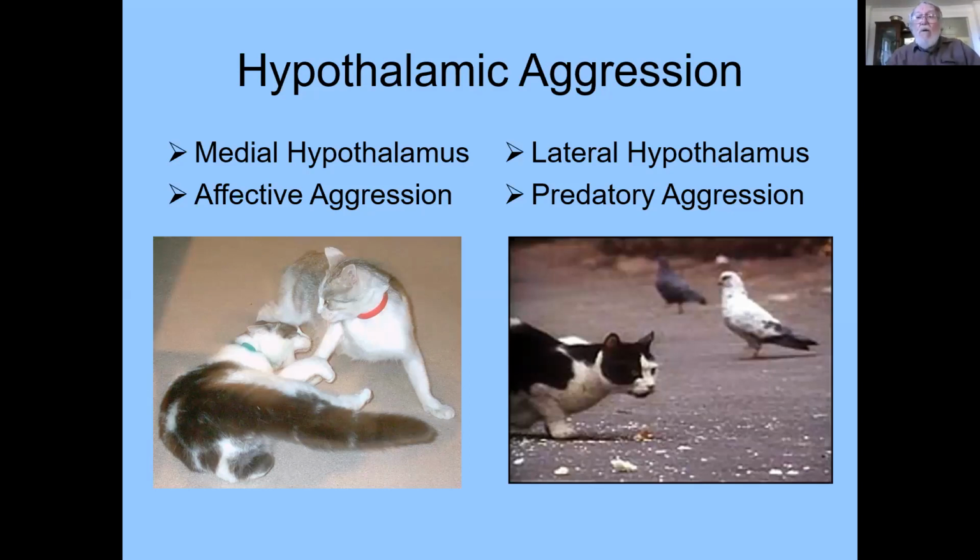And what was very interesting is what Flynn demonstrated: that the medial hypothalamus, and animals with medial hypothalamic lesions, will have mediation of affective aggression, whereas lateral hypothalamic stimulation or lateral hypothalamic lesions play a much more powerful role in predatory aggression. So again, just like in feeding, aggression seems to have these parallel pathways. And this very much fed into the idea of these so-called centers.